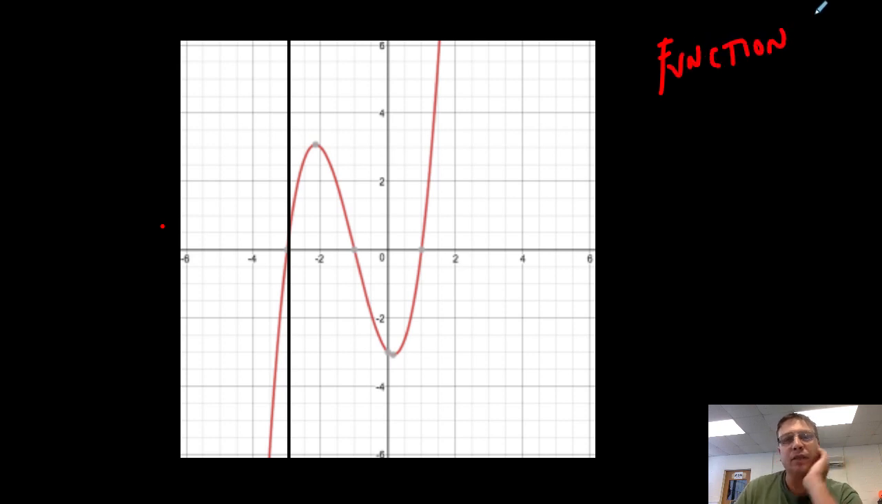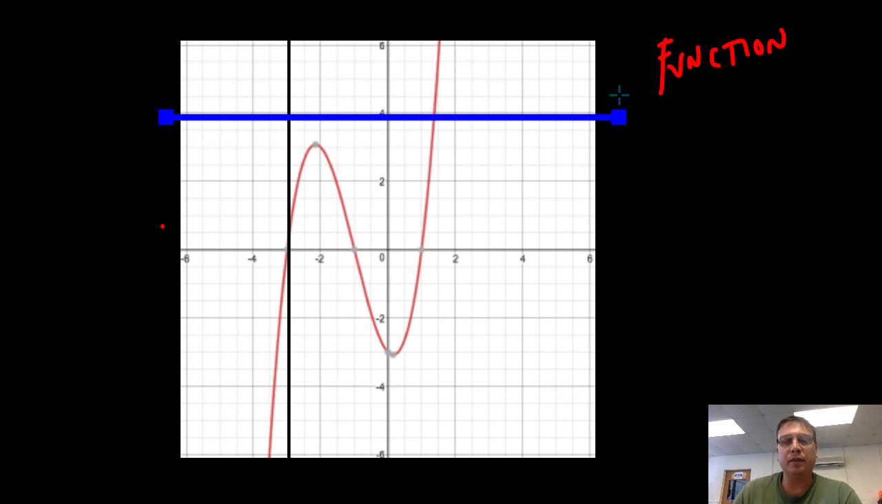Now I have to check to see if this is one-to-one. In order for me to check to see if it's one-to-one, I have to go through and grab my pen tool again, and we'll use a different color. So let's say I go to 4. Wow, that's a very large line, but who cares?